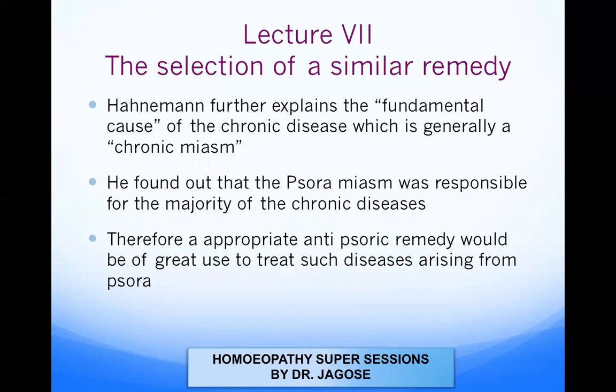Hahnemann further explains the fundamental cause of chronic disease, which is generally a chronic miasm. So now, regarding chronic diseases, the fundamental cause has to be taken into consideration. This is the chronic miasm. He found that the psora miasm was responsible for the majority of chronic diseases. Therefore, an appropriate antipsoric remedy would be of great use to treat the diseases arising from psora. So therefore, you have to use the antipsoric remedies where the symptoms are arising from psora.